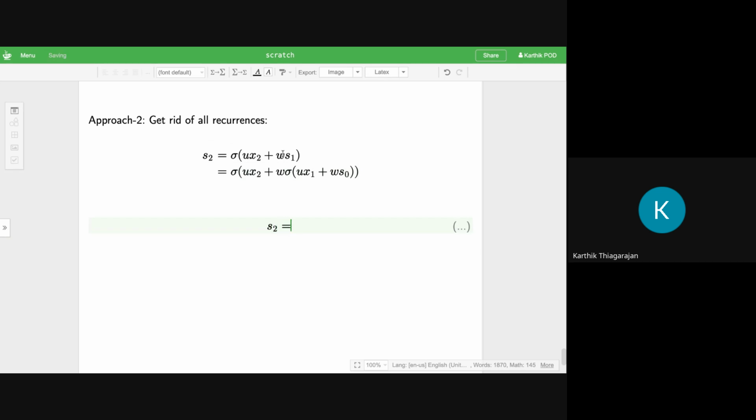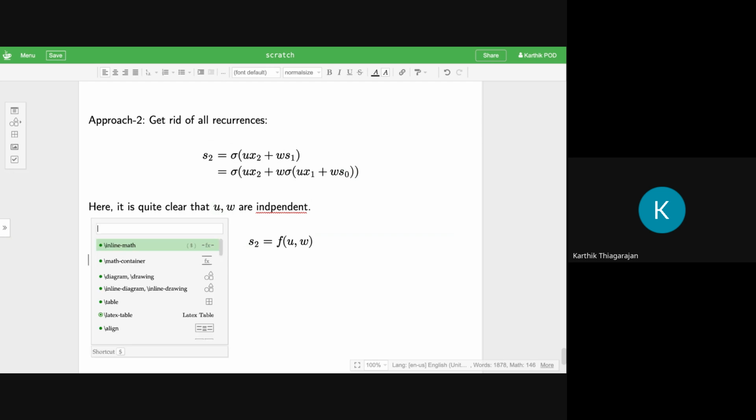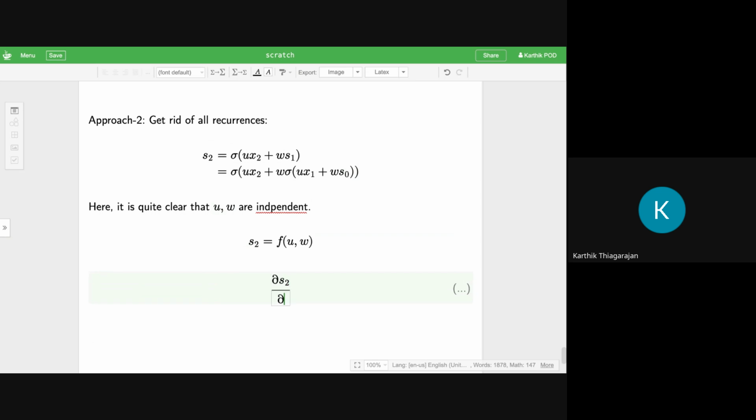So S2, remember, now you can treat it as just a function of U. Okay, so of course it's a function of U and W, but you can clearly see that U and W are independent. Here it is quite clear that U and W are independent, and you can go ahead and treat W as also a constant. So now what will you get? So it's like dou S2 by dou U is once again S2 into 1 minus S2. Okay, and then you have to differentiate this. So here if you differentiate, what will you get? You will get X2. And then W will be there, but then this once again is another sigmoid, so this will be S1 into 1 minus S1. And then what will you multiply this with? X1. Okay.